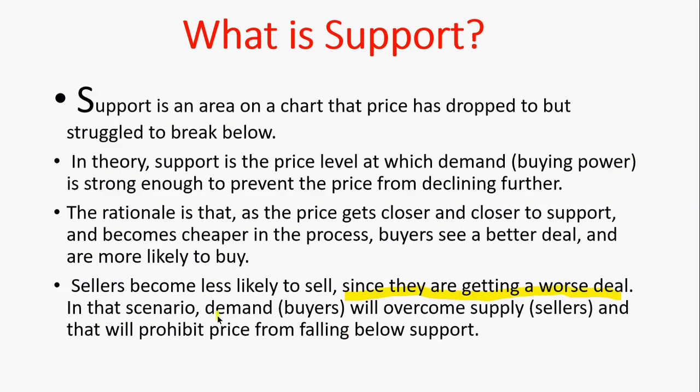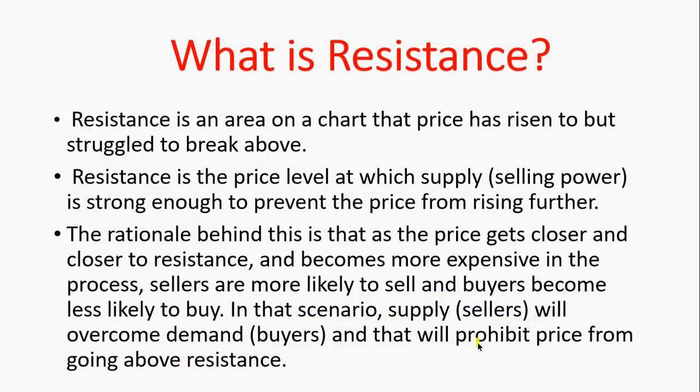Hence, the demand buyers will overcome the suppliers who are sellers. And what will they do? The price will keep dropping below the support. With the sellers, they will begin to withdraw because they will not be seeing a better deal. Okay? Now, what is resistance?